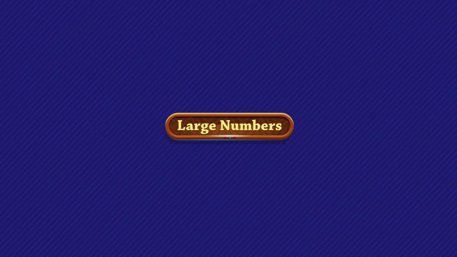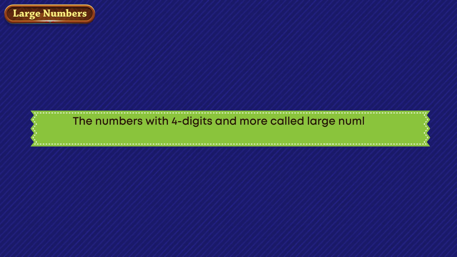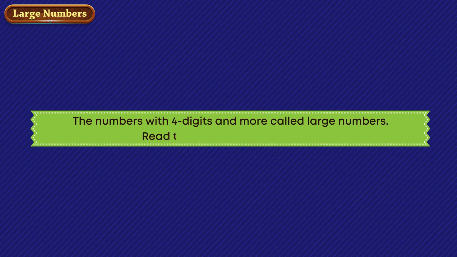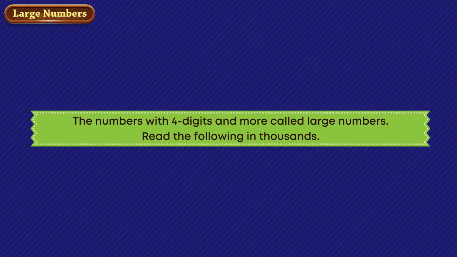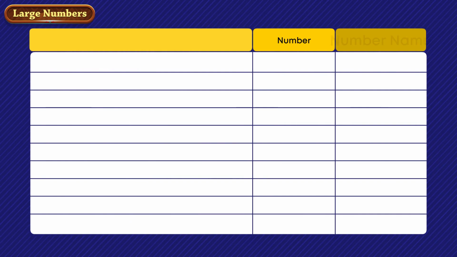Large numbers. The numbers with 4 digits and more are called large numbers. Read the following in thousands. Number. Number name.